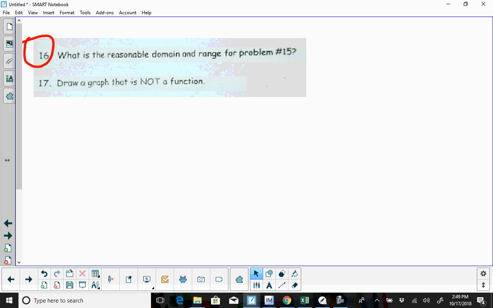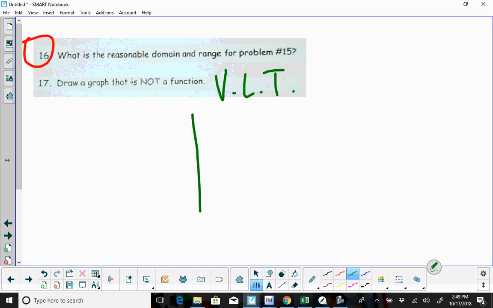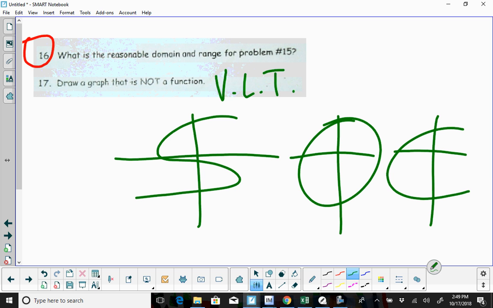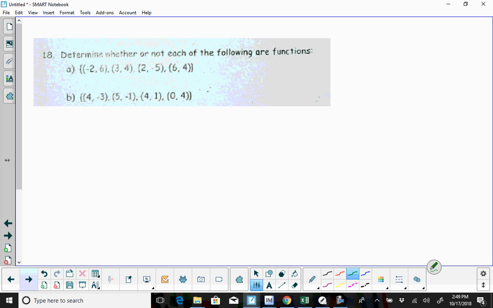All right, problem number 17, draw a graph that's not a function. We talked about that. It just has to fail the vertical line test. So when you draw your graph, it can be anything that fails the vertical line test. Every one of y'all could have something different. So it can be anything at all, as long as it fails the vertical line test.